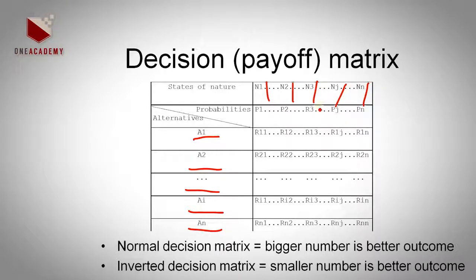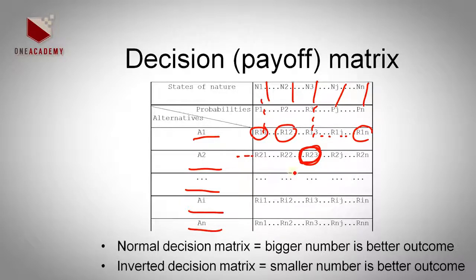And each cell represents a number or estimation of the outcome of what would happen if, let's say, I choose alternative number 2 and state of nature number, okay, let's make it number 3, occurs. So there is a number that would be the payoff or the outcome for the decision maker.